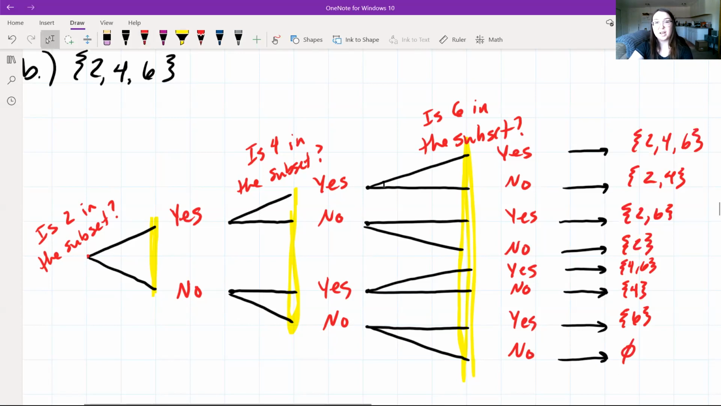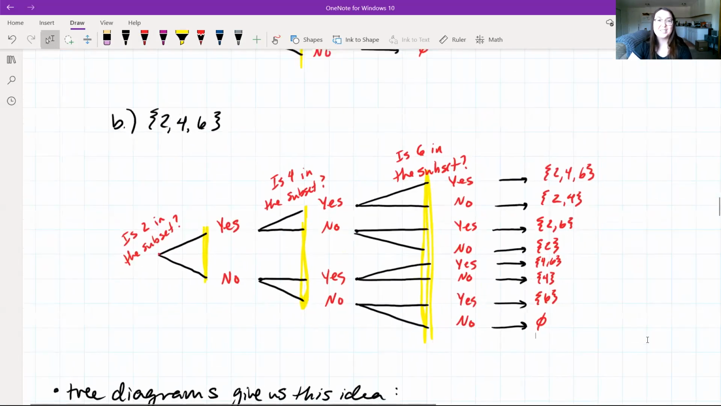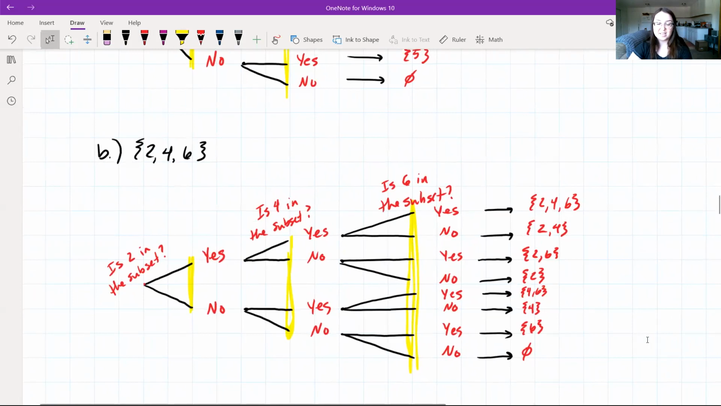So when we write these tree diagrams, our very top branch should always be the set itself. Very bottom branch should always be the empty set. These tree diagrams can be very useful, but I don't really suggest it for anything more than 3 elements, because anything more than 3 elements, you're going to be just spreading off like crazy.